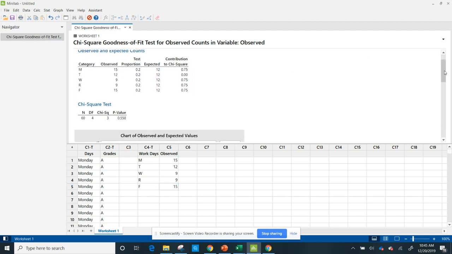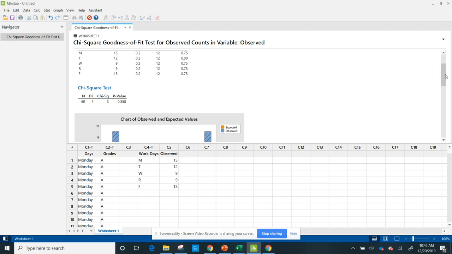If I keep going down, it had the chi-squared test. I had an N of 60, which is my sample size, and degrees of freedom. We haven't talked about degrees of freedom in a while, but for chi-squared goodness of fit, degrees of freedom is the number of categories minus 1.